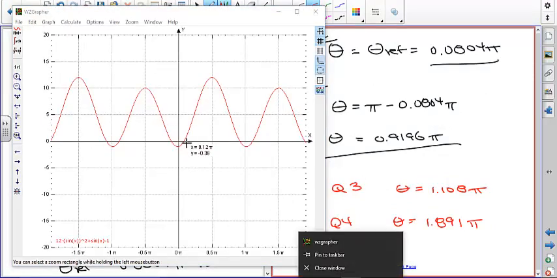So let's see if we can find them. This one is the point 0.0804 pi. This one is 0.92 pi, that's the second one. This one is 1.108 pi, and this one is 1.891 pi. Okay, so these are the first and second quadrant solutions, and these are the third and fourth quadrant solutions, as far as the intercepts of that function. So we did it right. At least I did it right.